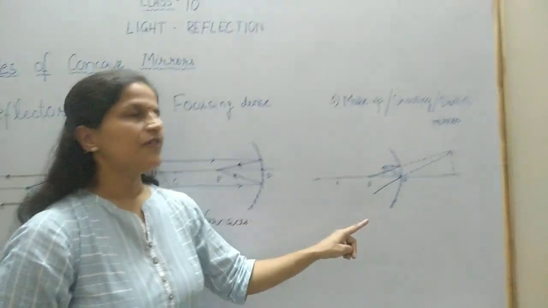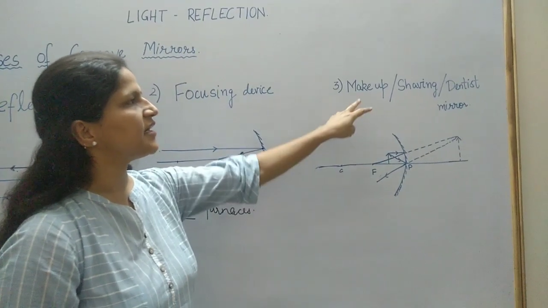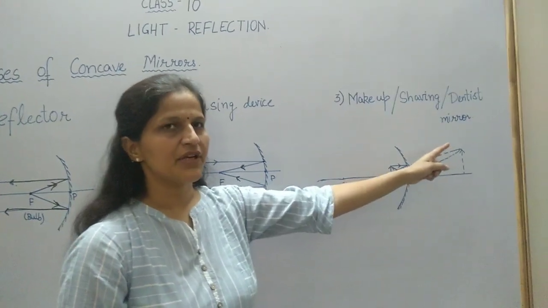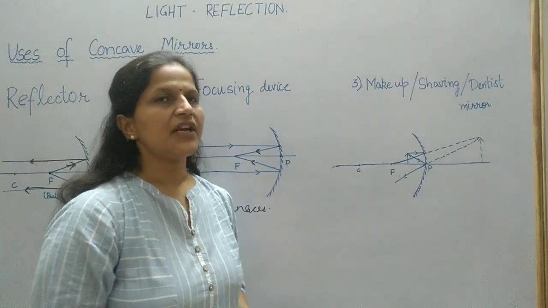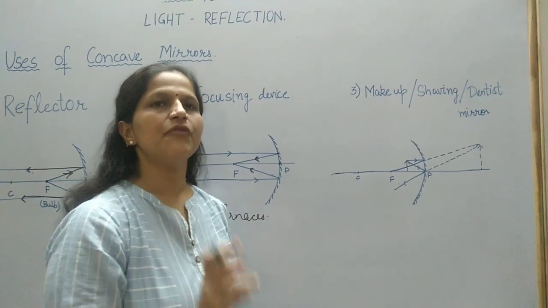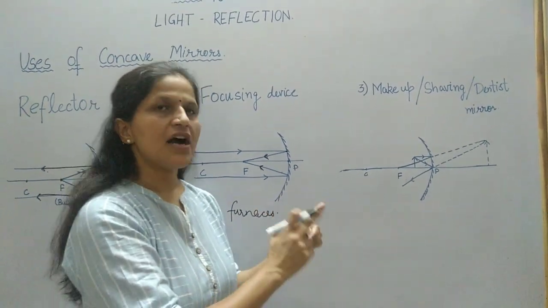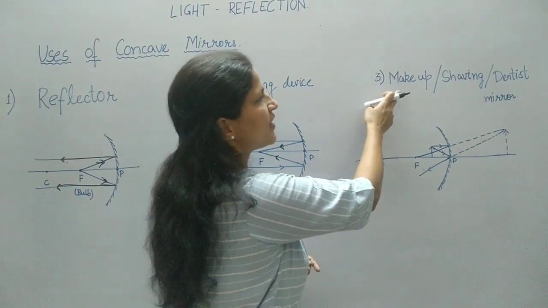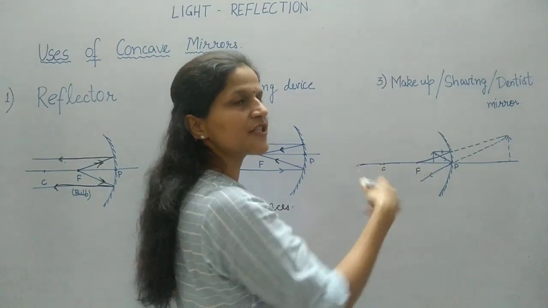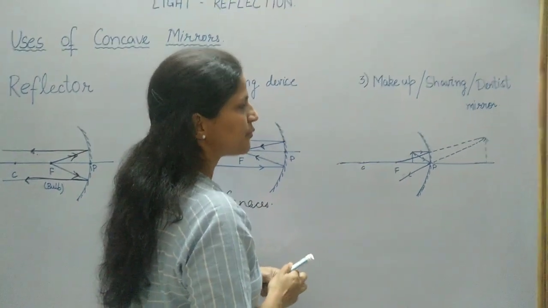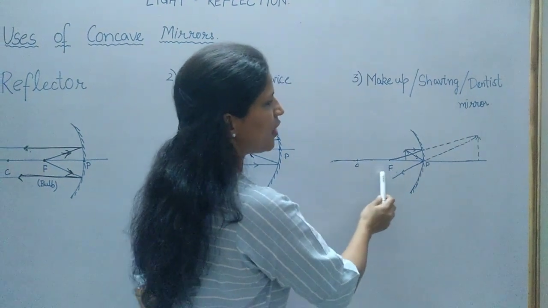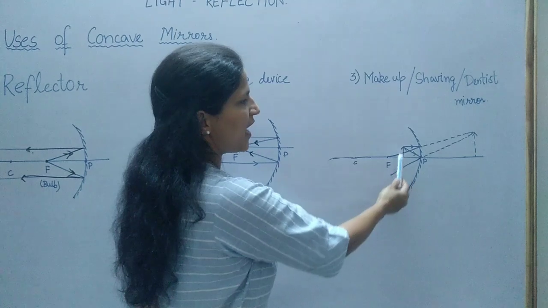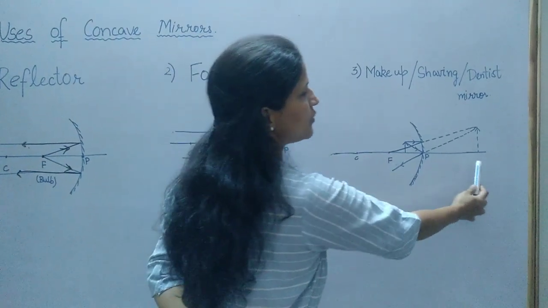Then, the third type of use for a concave mirror is that it is used as a makeup mirror or shaving mirror or a dentist mirror. Because we know that whenever an object is placed between pole and focus of a concave mirror, an enlarged virtual image is formed behind the mirror. So if this kind of a use is asked to be explained with the help of a diagram, you are supposed to draw this diagram where the object is placed between the pole and focus of the concave mirror and its virtual enlarged image is found behind the mirror.